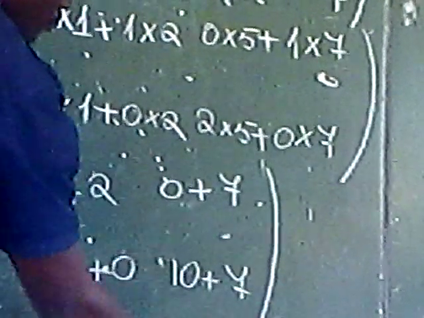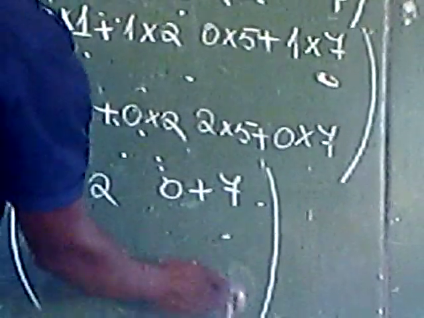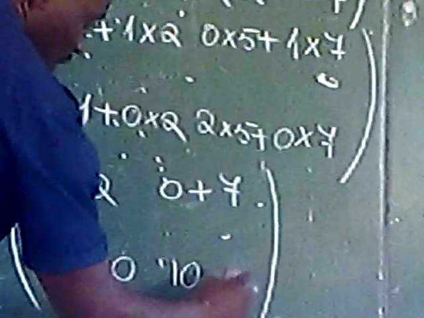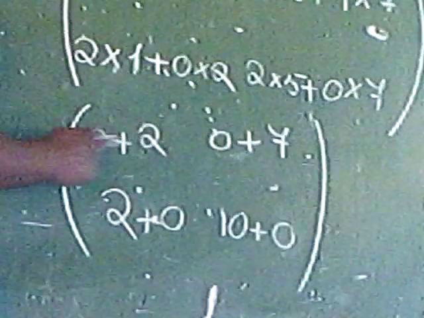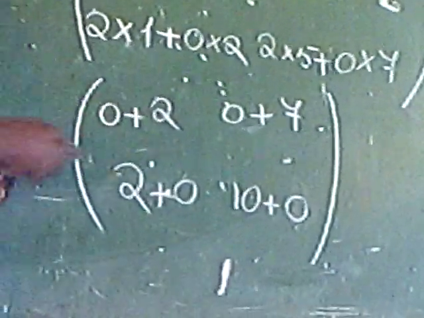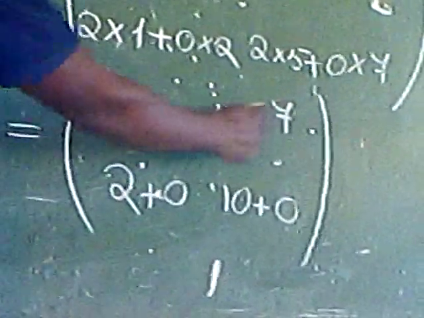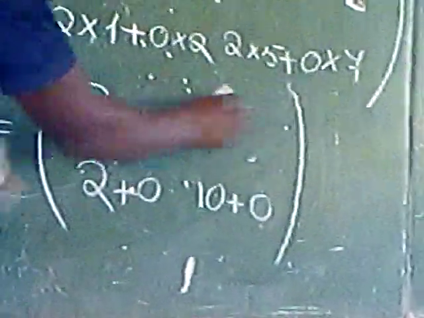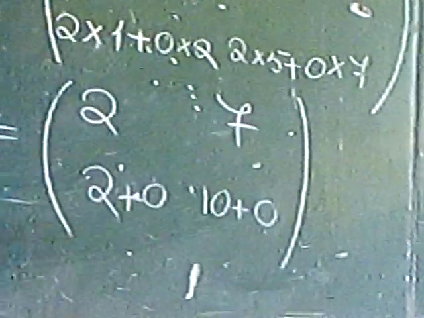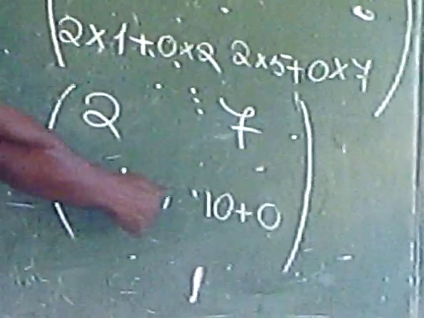that's a 0. 0 times 7 is of course a 0. 0 plus 2, that's a 2. So here we're going to have a 2. 0 plus 7, that's a 7. We're going to have a 7 here. 2 plus 0, that's a 2.